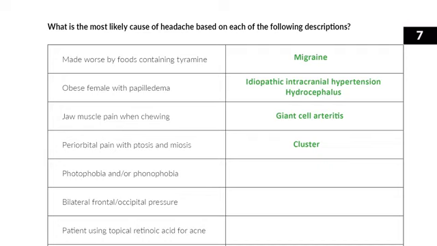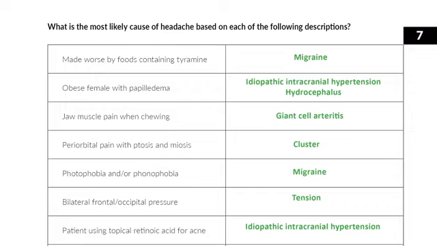Photophobia and/or phonophobia is more typical of a migraine. Bilateral frontal or occipital pressure, that's tension headache. What about a patient with headaches who's using topical retinoic acid for acne? Retinoic acid is vitamin A, and remember, vitamin A toxicity can cause idiopathic intracranial hypertension.